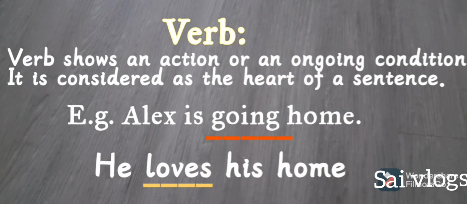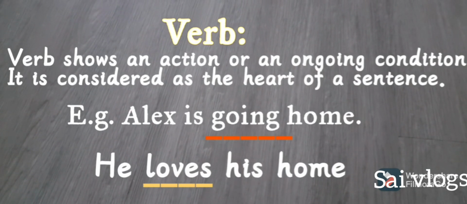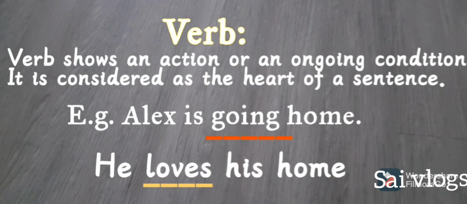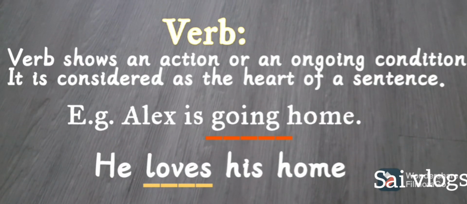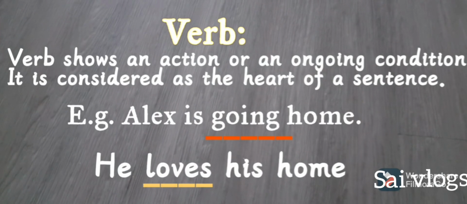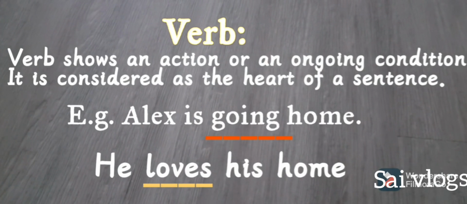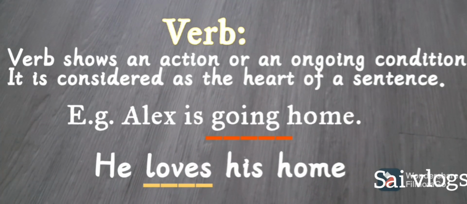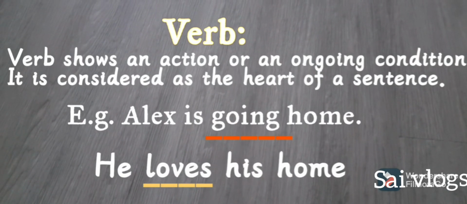Verb. Verb shows an action or an ongoing condition. It is considered as the heart of a sentence. First example is Alex is going home. In the first example, going is a verb.